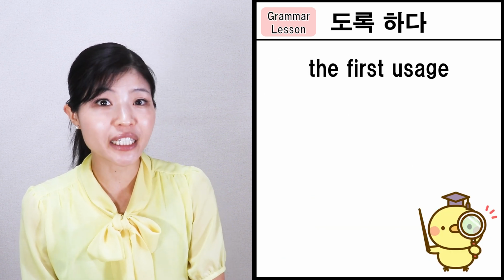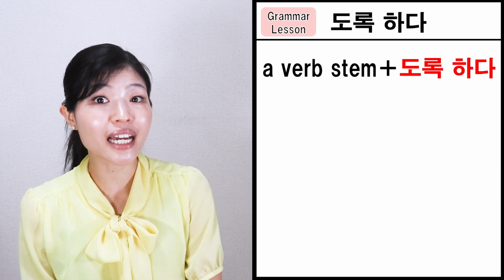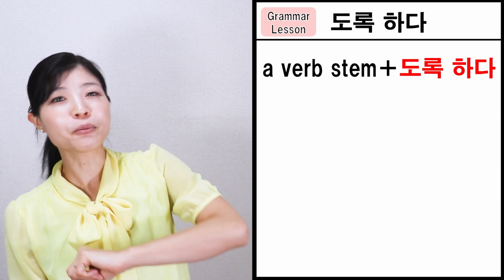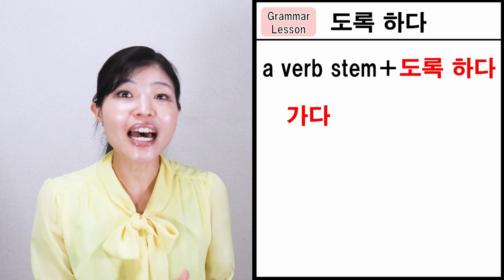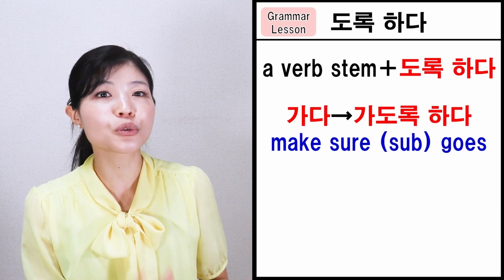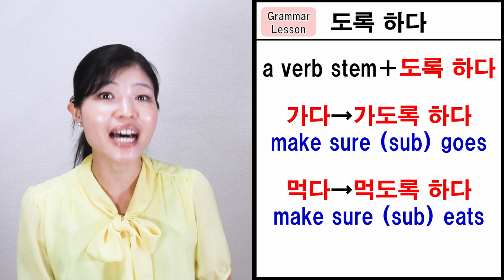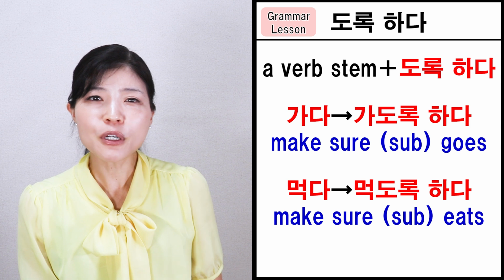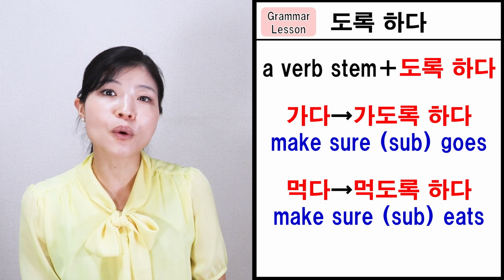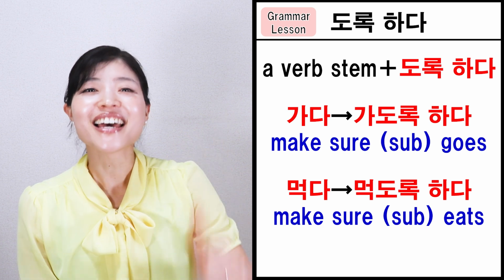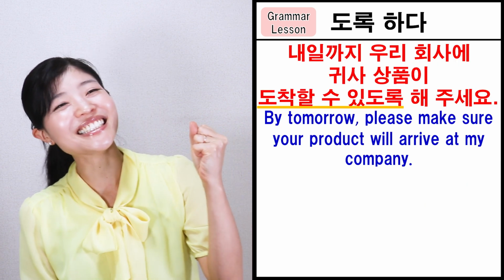For the first usage, to make sure the subject does, you only add 도록 하다 to a verb stem. This part is a piece of cake. Therefore, 가다 will be 가도록 하다, make sure the subject goes, and 먹다, to eat, will be 먹도록 하다, make sure the subject eats. If you want to make the second one, to the point where, you just add 도록 to a verb stem, okay? Then let's read 도록 in a sample sentence.